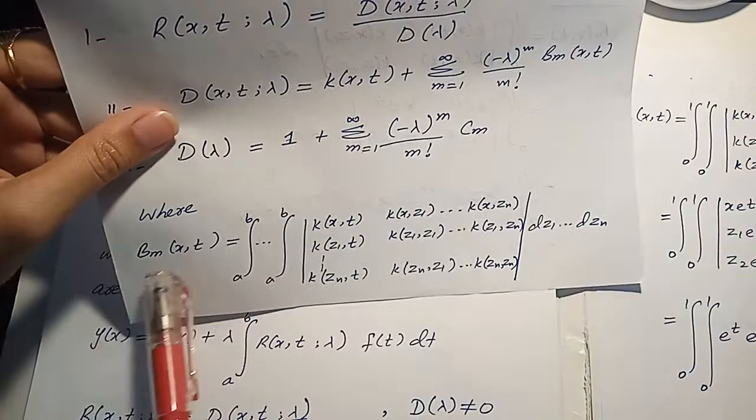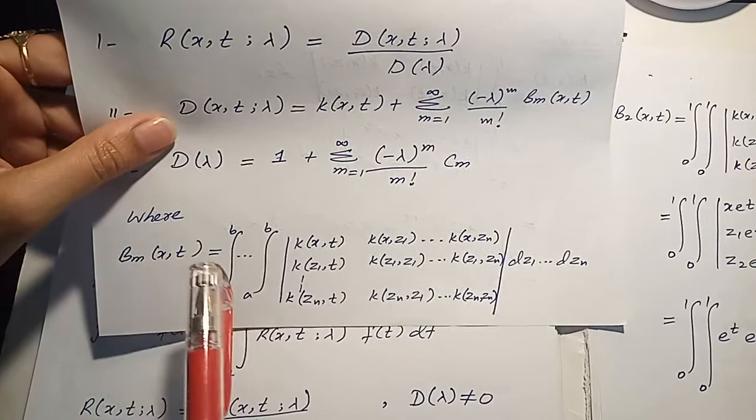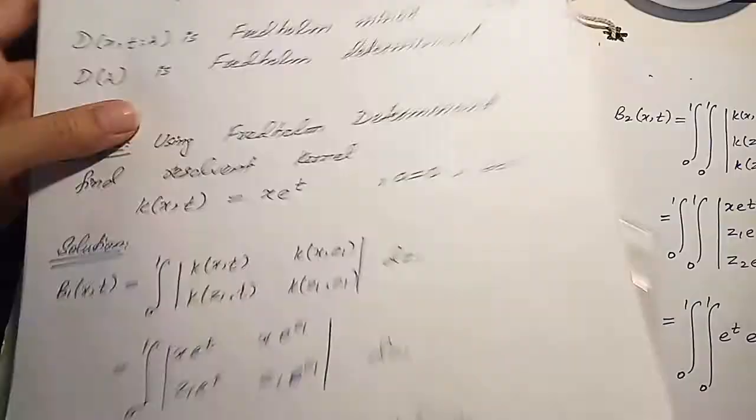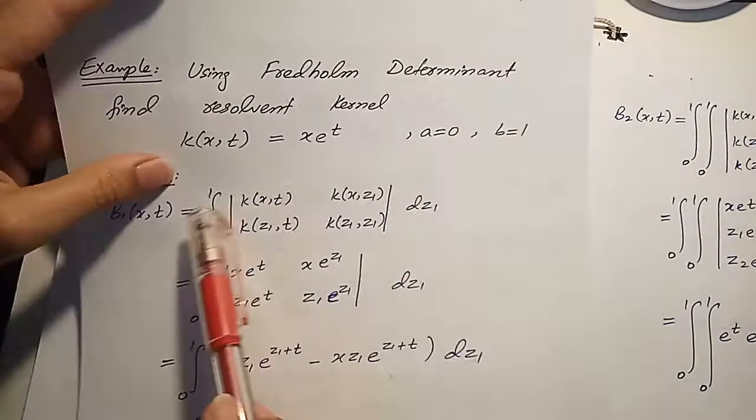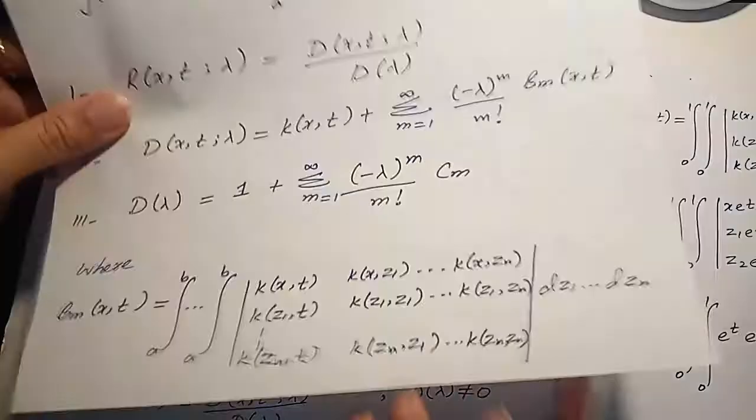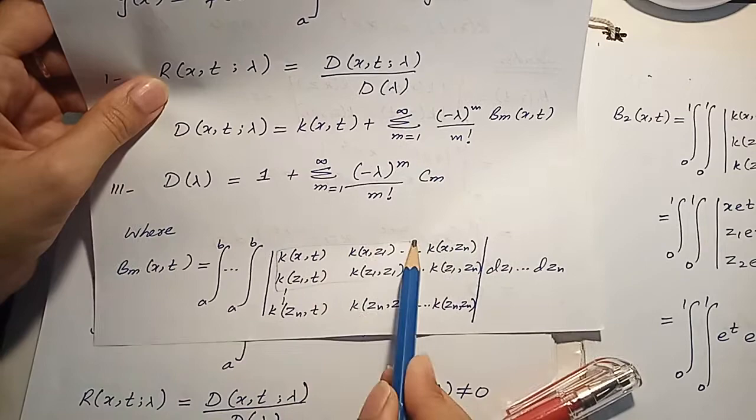When they are talking about B1, it is going to be one integral. When they are talking about B2, it's going to be two integrals. So for B1, integration will be 1 times 0 to 1, and your determinant is reduced until Z1. This one is a 2 cross 2 determinant.